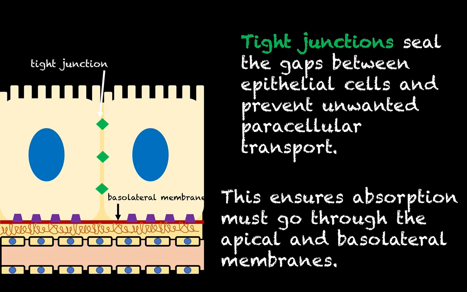So what this is going to mean is that for something like the intestinal epithelia, if we are going to absorb things like glucose and fatty acids and amino acids and things of that nature, which we obviously need to do, those materials are only going to get absorbed into the bloodstream if we have the capability of getting them to pass through the apical membrane and then through the basolateral membrane.